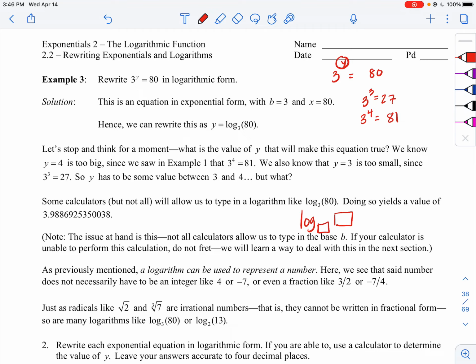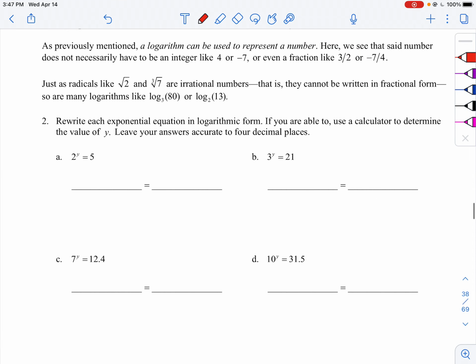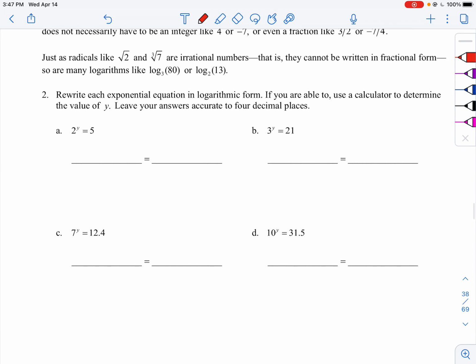But if your calculators are like your phone calculators or your computer calculators, they might not have that function. But do not worry about it, because I'm going to teach you how to solve that using any kind of calculators. But for now, we are going to practice how to rewrite exponential into log form. So in here, rewrite each exponential equation in log form, and if you are able to use a calculator to determine the value of y, then do it and leave your answers accurate to 4 decimal places.